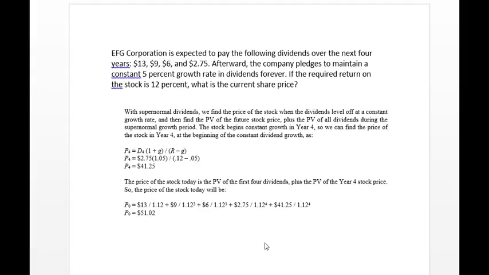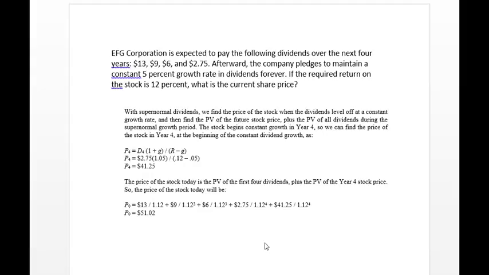EFG Corporation is expected to pay the following dividends over the next 4 years. They're going to pay $13 the first year, $9 the second year, $6 the third year, and $2.75 on the fourth year. Afterward, the company pledges to maintain a constant 5% growth rate in dividends forever. If the required return on the stock is 12%, what is the current share price?